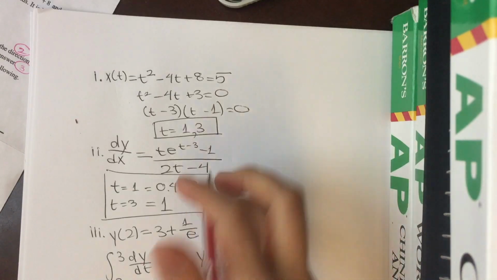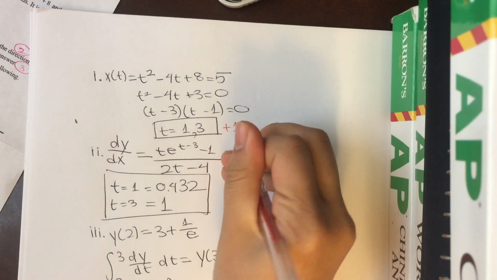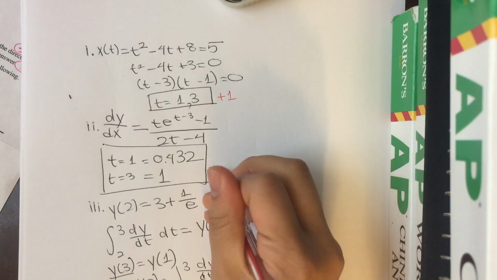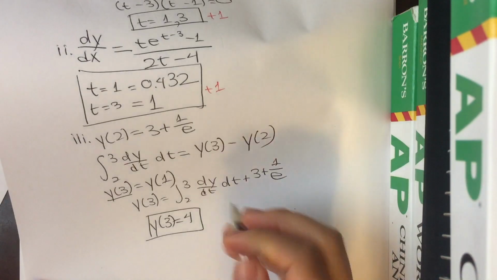First point, according to the scoring guidelines, goes to having the correct t-values. Secondly, we have the correct slopes. And finally, we have the correct y value.